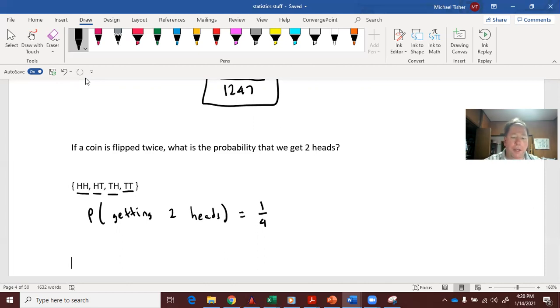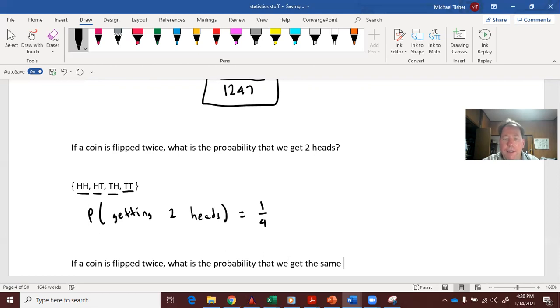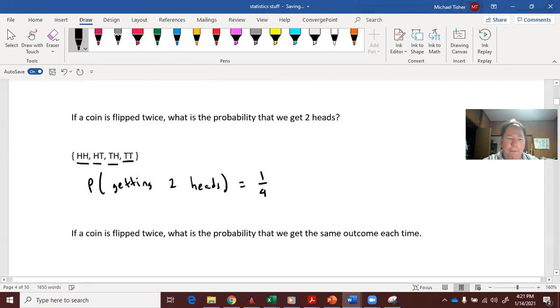Okay, let's do another problem related to the sample space. If a coin is flipped twice, what is the probability that we get the same outcome each time? Okay, let's go back to the sample space again.